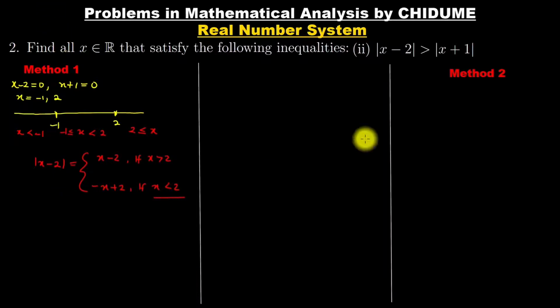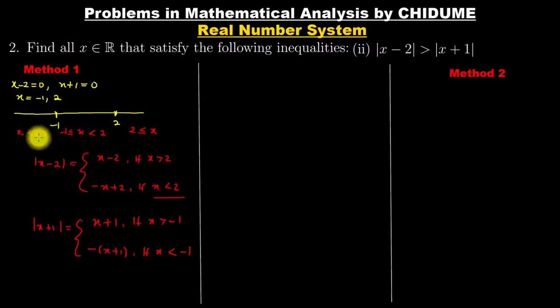And now for the second one, the absolute value of x plus 1 is going to be broken into two forms. That's x plus 1, if x is greater than negative 1, and negative of x plus 1, if x is less than negative 1. Okay, I think I've explained that earlier. So I want to solve this inequality in three different cases.